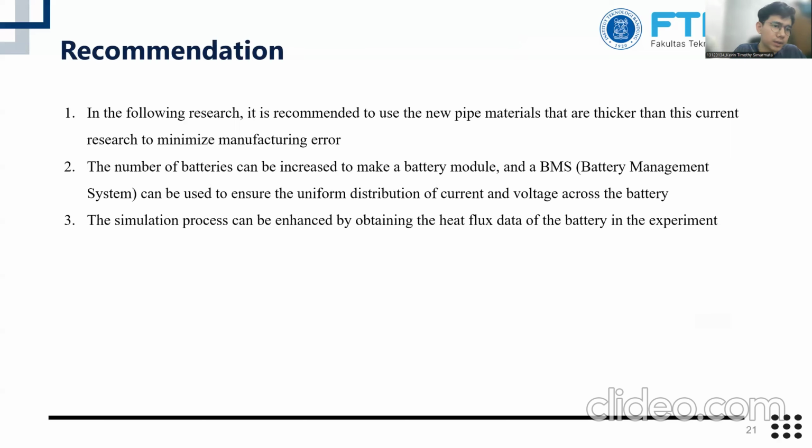And then the recommendations for the following research. First, it is recommended to use new pipe materials that are thicker than in this current research to minimize manufacturing error. Second, the number of batteries can be increased to make a battery module, and a BMS, or battery management system, can be used to ensure uniform distribution of current and voltage across the batteries. Third, the simulation process can be enhanced by obtaining the heat flux of the battery in the experiment.